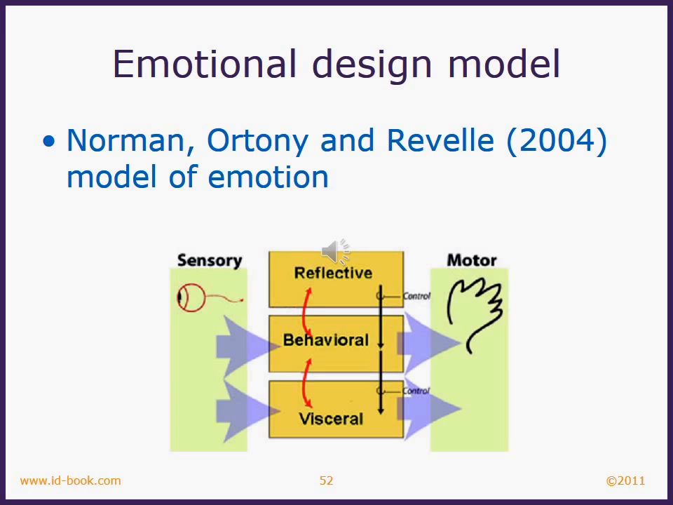If we look at the diagram, at the next level are the brain processes that control our everyday behavior. This is called the behavioral level. At the highest level are the brain processes that contemplate, and this is called the reflective level.